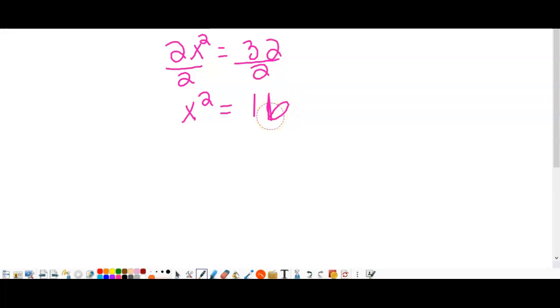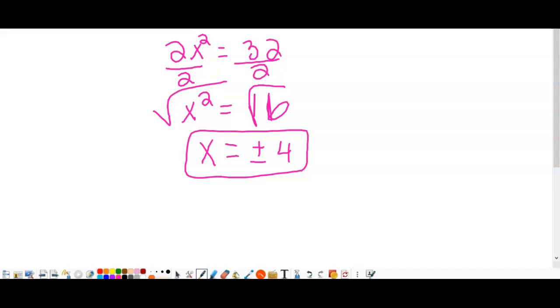Now you take the square root of that. So the square root of both sides. And you get x equals plus or minus 4. It's both positive and negative because 4 times 4 is 16 and negative 4 times negative 4 is 16.